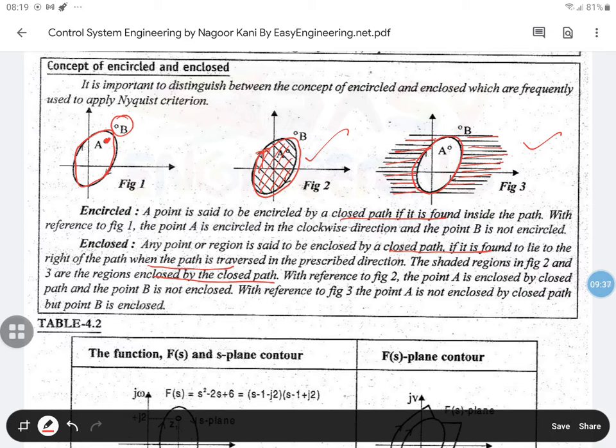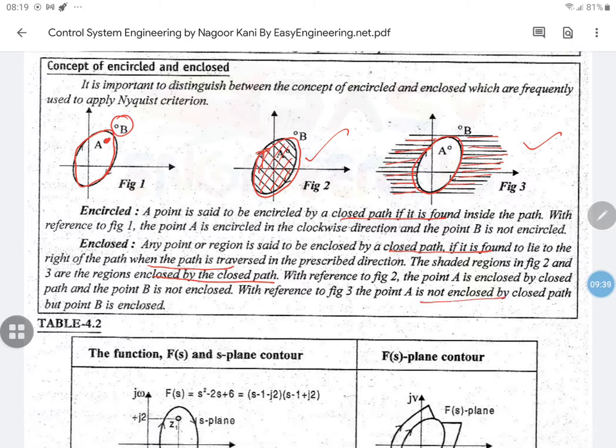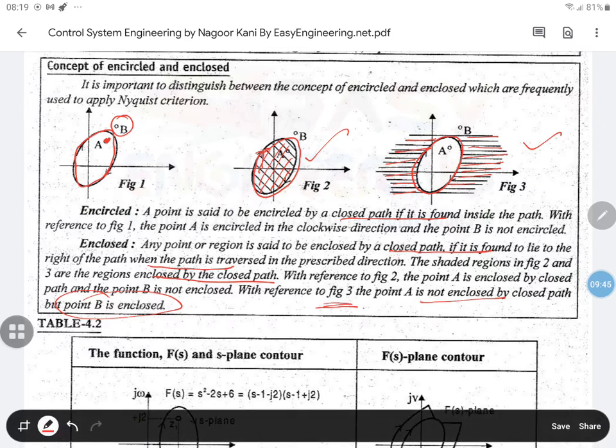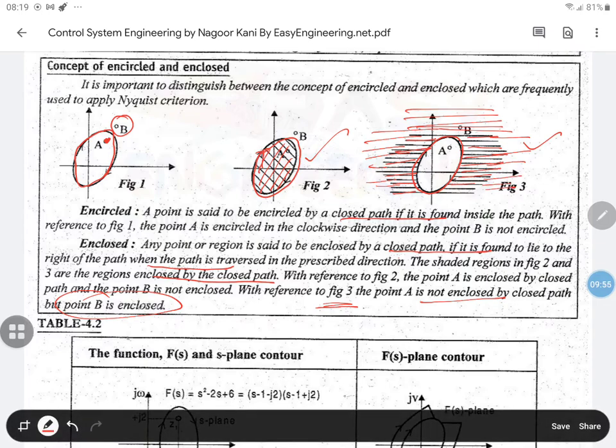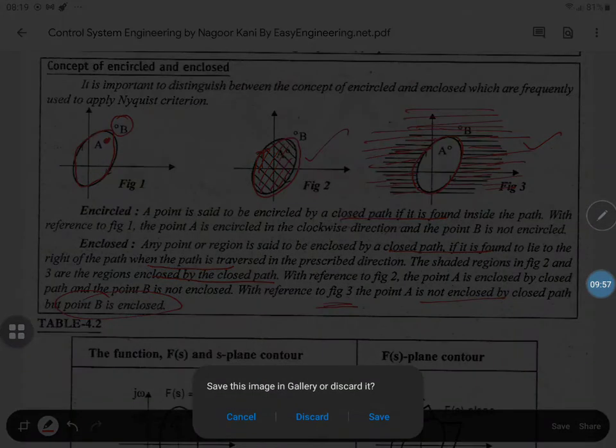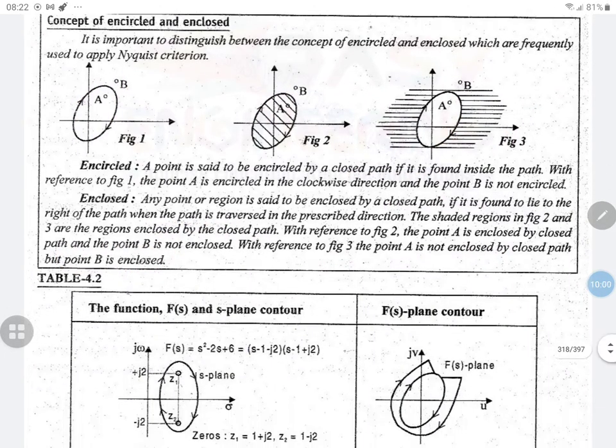And see here, point A is not enclosed by the closed path, but point B is enclosed with respect to figure 3. So this is figure 3. Point B is enclosed, but point A is not enclosed.